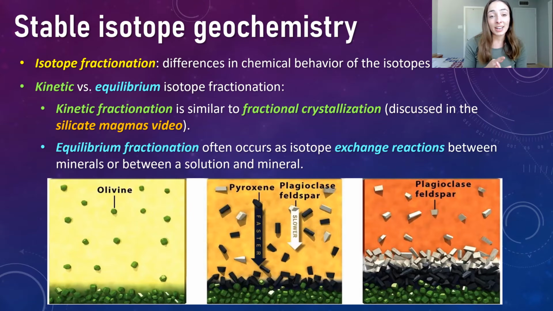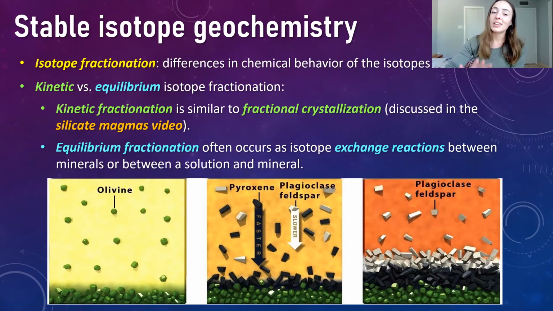Kinetic isotope fractionation is similar to when we discussed fractional crystallization. We talked about this in the silicate magmas video. I'll link it up here if you want to check it out, but basically what we discussed is how during crystallization in a magma body, so there's chambers of magma in the lithosphere that may start to cool and crystallize, and when they do so, certain materials crystallize out sooner than others, leaving the leftover magma enriched in the things that the crystal doesn't want to take up, which can be a lot of things. I talk about it more in that video.